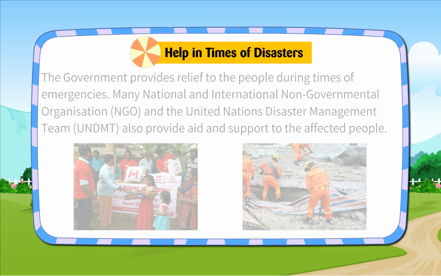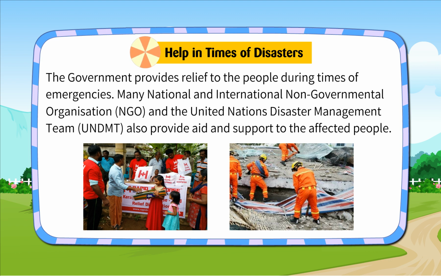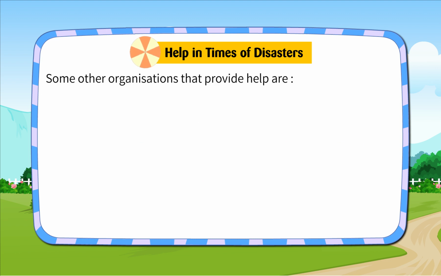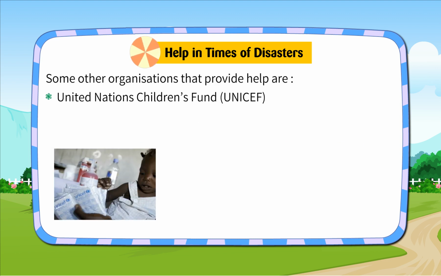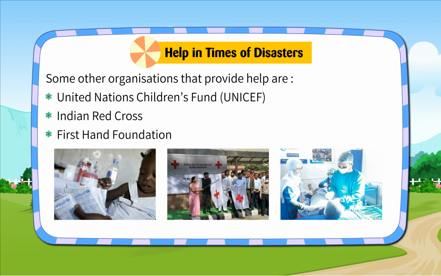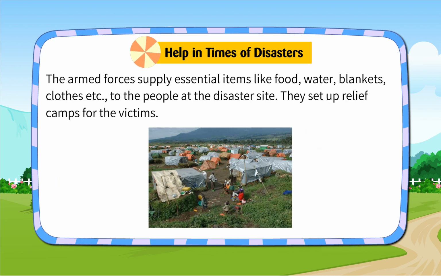Help in times of disasters. The government provides relief to the people during times of emergencies. Many national and international non-governmental organizations, NGOs, and the United Nations Disaster Management Team, UNDMT, also provide aid and support to the affected people. Some other organizations that provide help are United Nations Children's Fund, UNICEF, Indian Red Cross, First Hand Foundation. The armed forces supply essential items like food, water, blankets, clothes, etc.